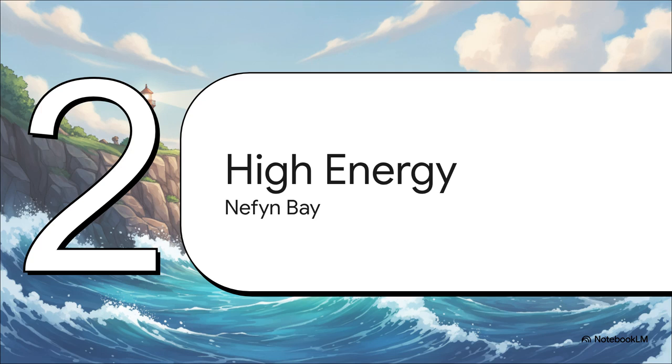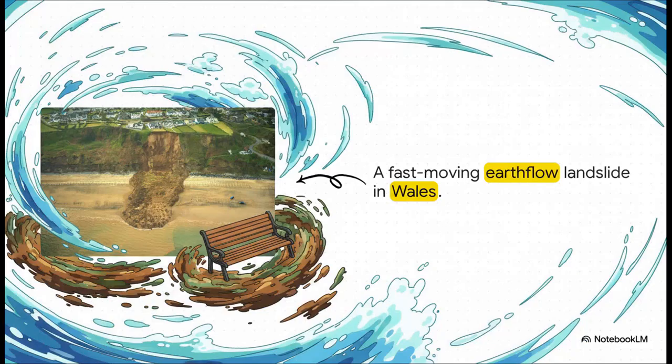First up, high energy, Nefyn Bay. We're focusing first on our high-energy case study to see an open system in sudden, violent motion. This is Nefyn Bay, a small coastal community on the Llyn Peninsula in North Wales. Back in April 2021, a massive slump developed into a terrifyingly fast-moving earth flow. It's just an incredible visual of mass movement.